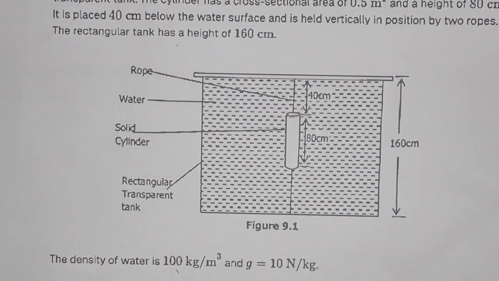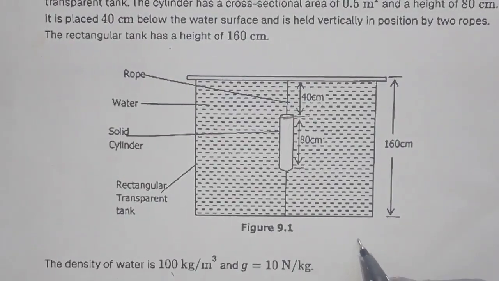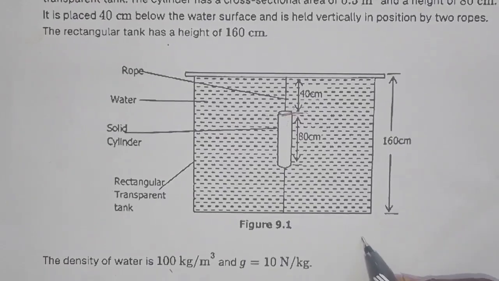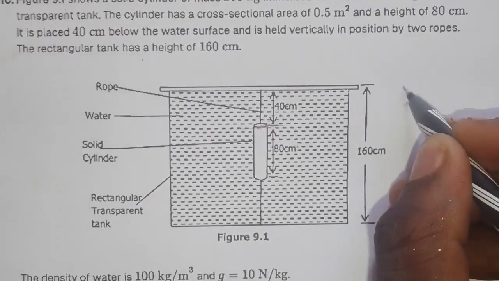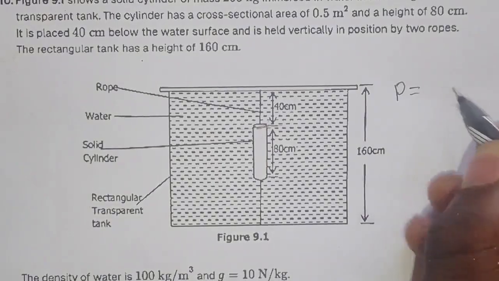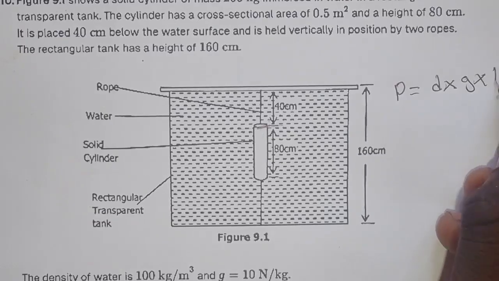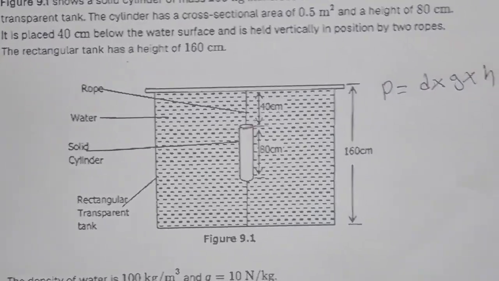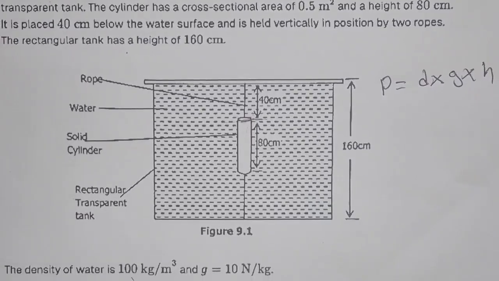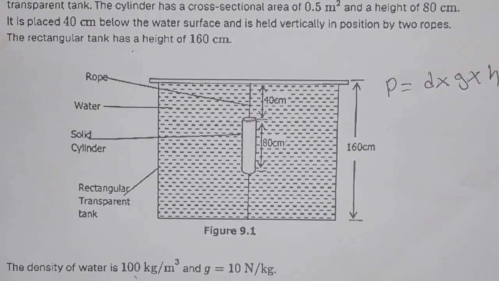You and I know that pressure is given by the formula density multiplied by gravity multiplied by height. I'm just going to write it here. Density multiplied by gravity multiplied by height is the formula for pressure.